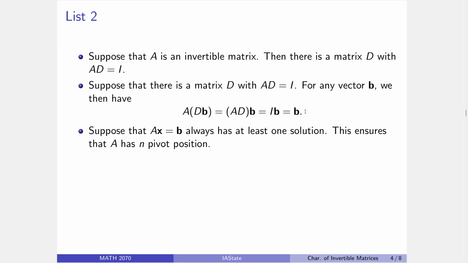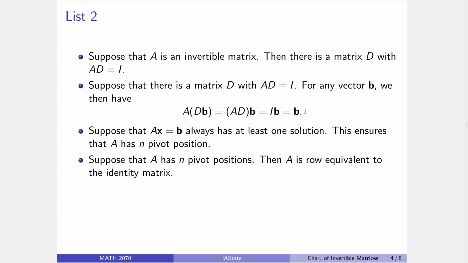And as we've discussed, if that happens, then you have to have n pivot positions. If one of the columns failed to be a pivot column, well, then there is going to be a b we can find so that Ax = b does not have a solution. But I just said we have to have the solution, so it's got to be that we've got n pivot positions. And if you've got n pivot positions, then you got to be row equivalent to the identity.